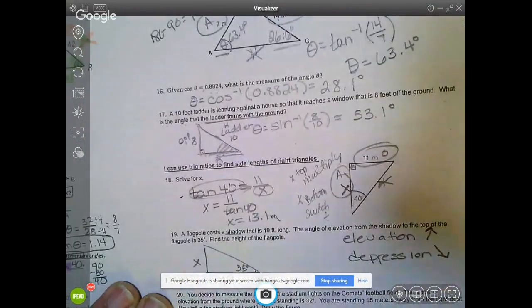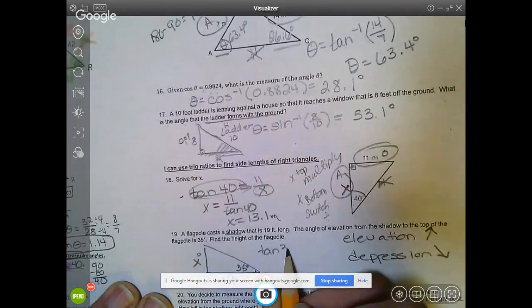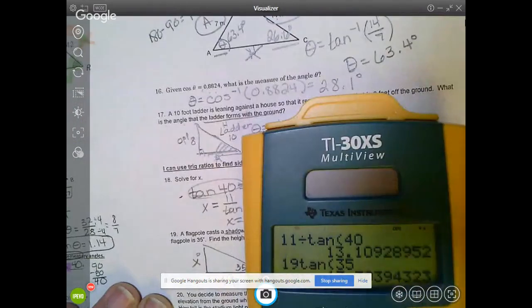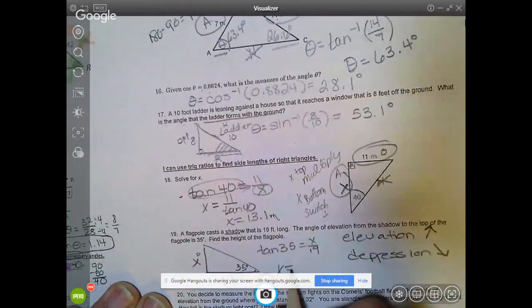So we're trying to find the flagpole. So here we've got our opposite, adjacent. Tan 35 equals x over 19. I'm going to multiply. Remember, the trick is put the number in first. I got 13.3 feet.